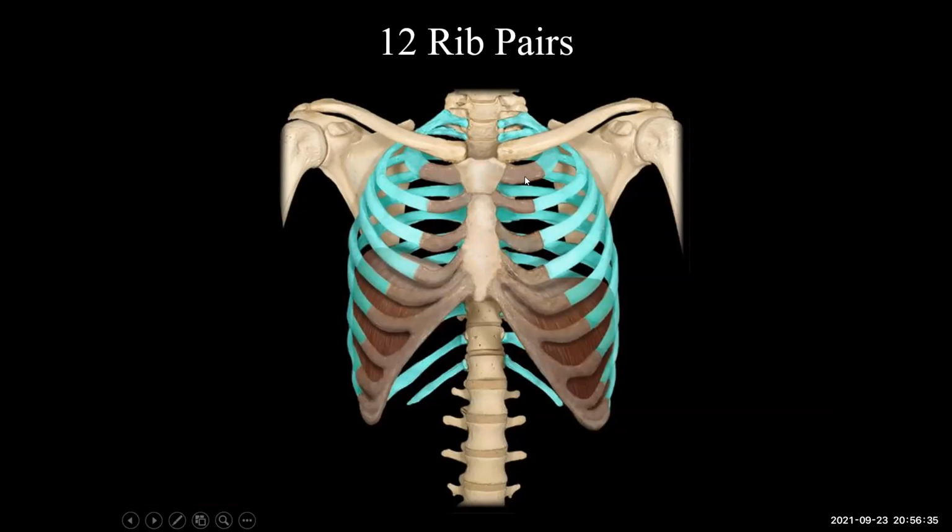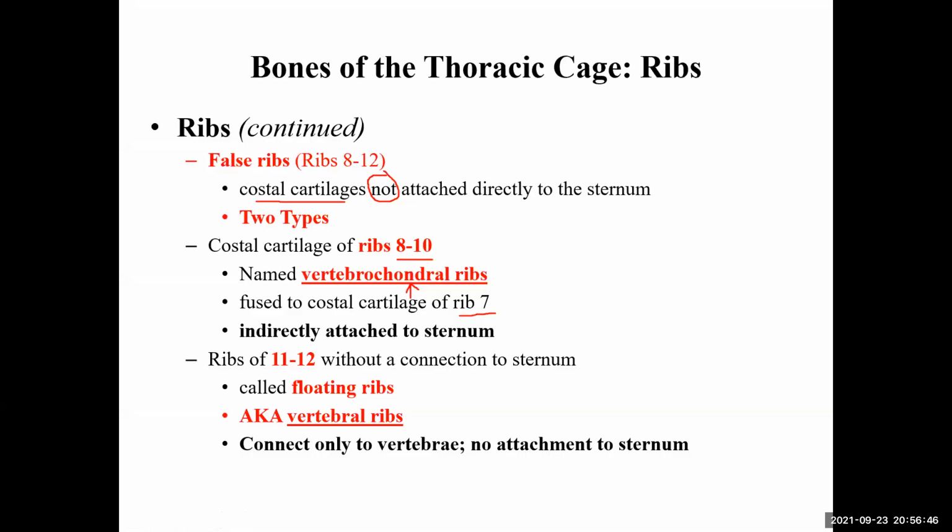Let me make sure I got that right. 2, 3, 4, 5, 6. Yeah, 7. So you can see their costal cartilages attach onto rib 7's costal cartilage. Okay, so they indirectly attach to the sternum, hence false rib.